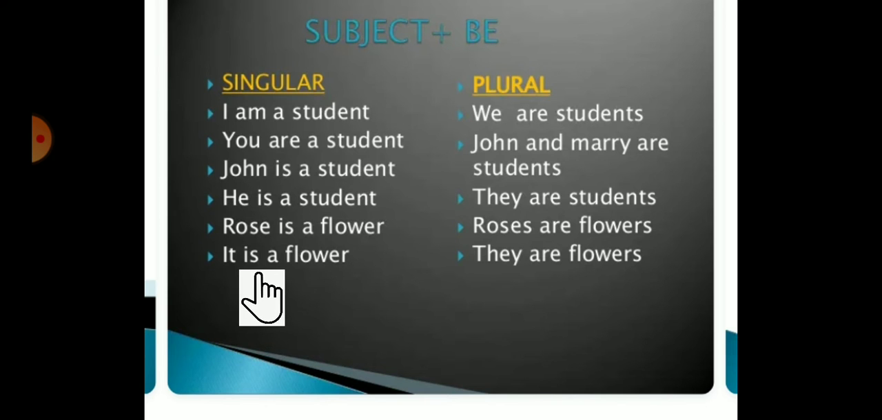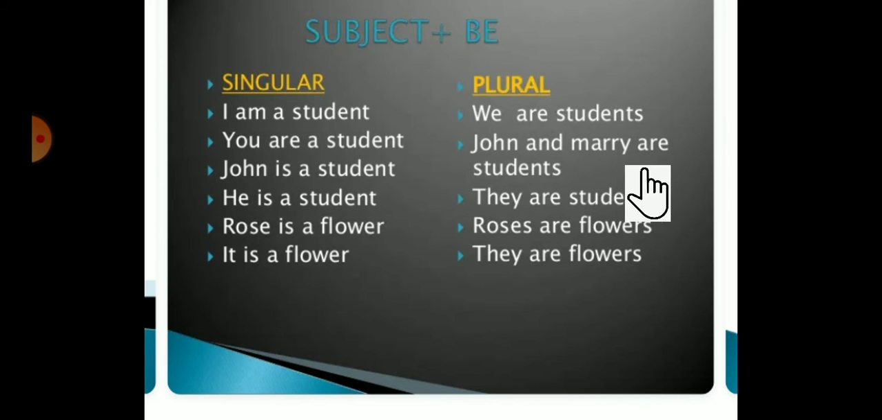How is "is" used here to mention it? So "it is a", which form of the person? It is the third form of the person. So all these sentences give the correct meaning for the singular verb. Which kind of verb? Singular verb. Let's talk about the plural.